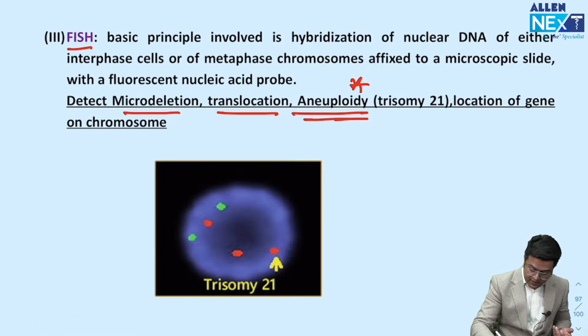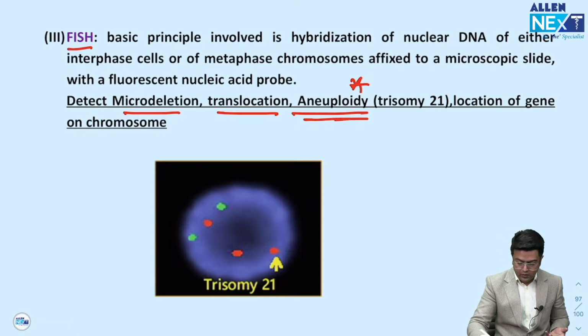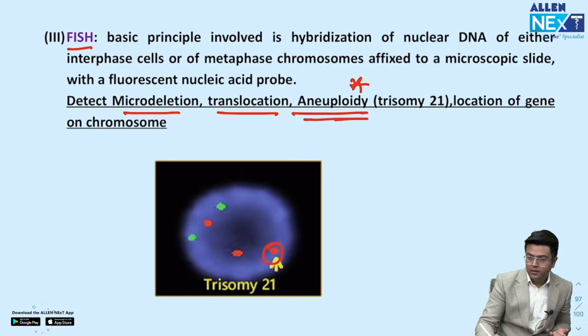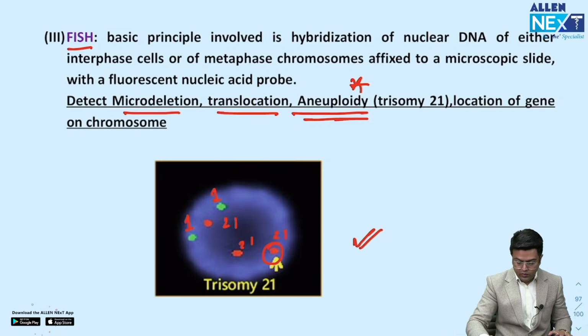Suppose this green color is some other chromosome, right? So that is an extra copy. Suppose this is chromosome number 1, which obviously has 2 copies only, but chromosome 21 has 3 copies. That's how this figure has been asked, which is simple to identify.